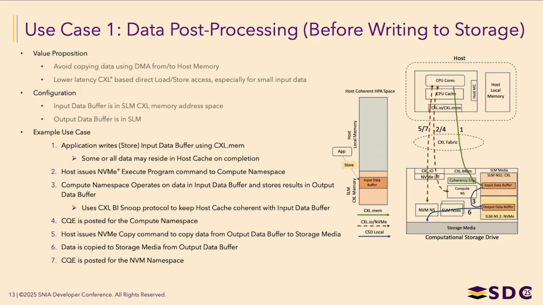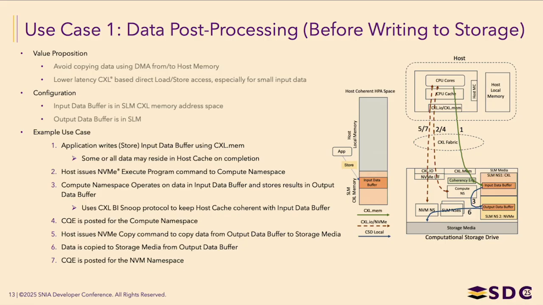To the left is a memory map, a host physical address space map of all of memory for the portion that has been mapped to host memory as appropriate. Okay, so for this example, this is a data post-processing before writing to storage example. Basically we're going to write some data to the drive, do some kind of computation on it, and then after that computation completes, we're going to write it to the persistent media.